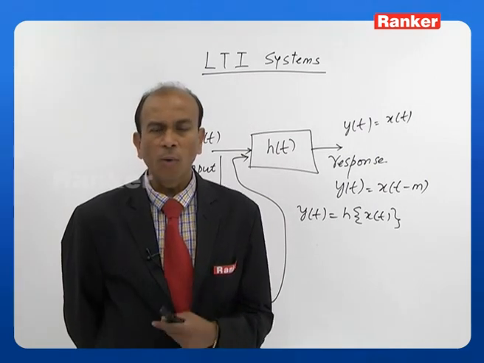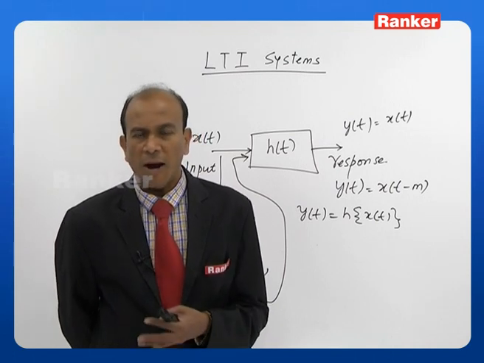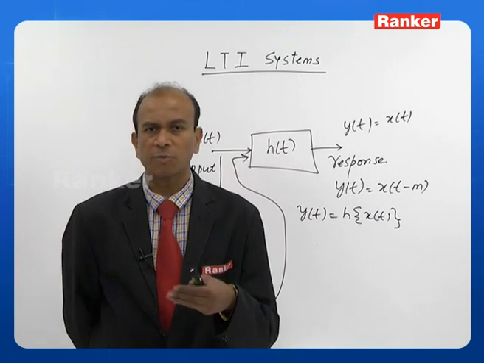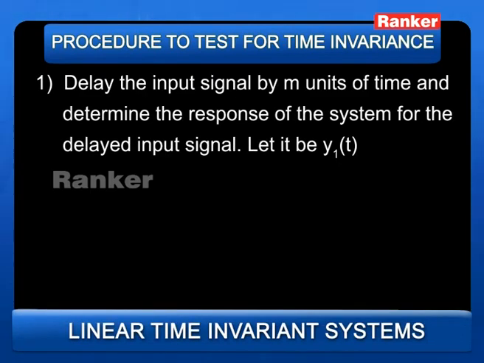Now let us say how do I test a system for time invariance? What are the different factors under which I test a system for time invariance? There is a small flowchart, or small steps, involved in this. We will follow these steps. Now let us start with the first step. The first step says delay the input signal by m units of time and determine the response of the system for the delayed input signal. Let it be y1 of t.